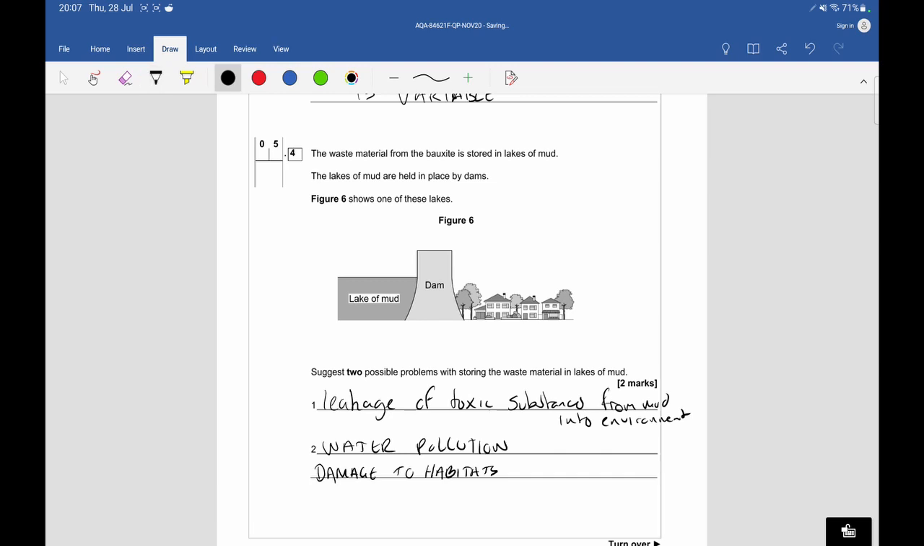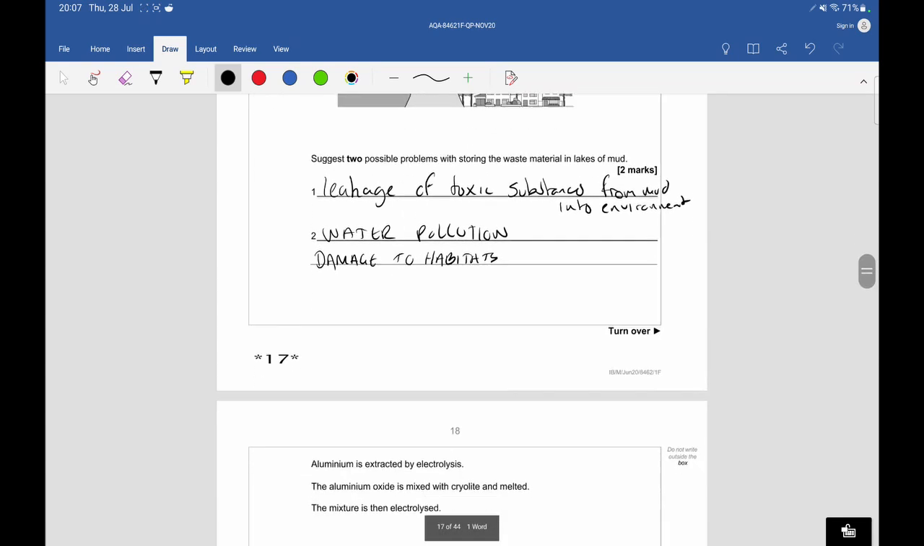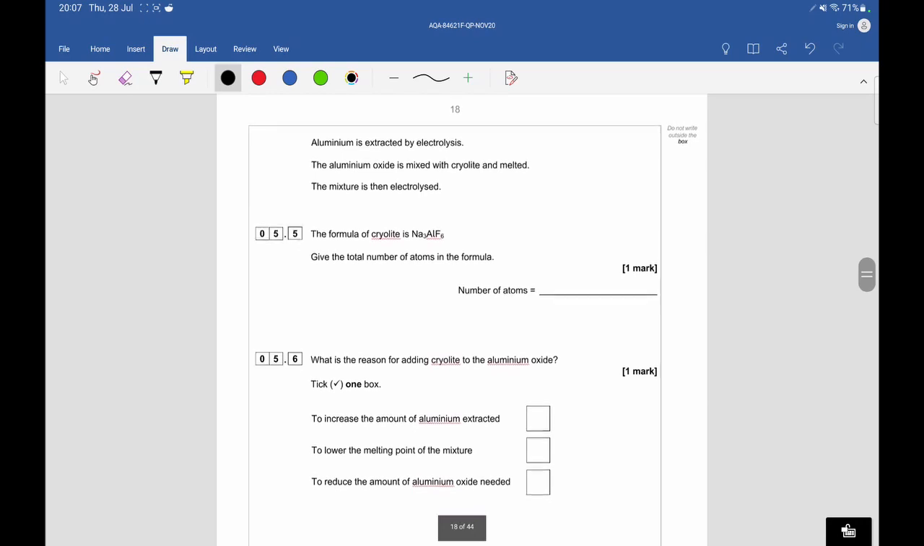We could end up with visual pollution. We could have the dam blocking light. It could reduce the value of houses that are nearby. All of these are good answers. You could also mention the fact that there could be an unpleasant smell. So that's another possible answer. I'm not going to write those down, but there's three good ones.